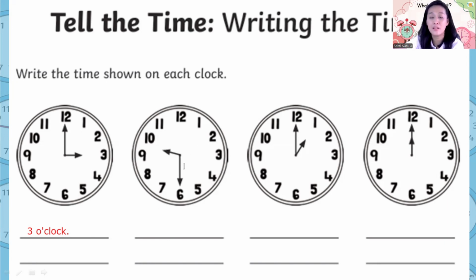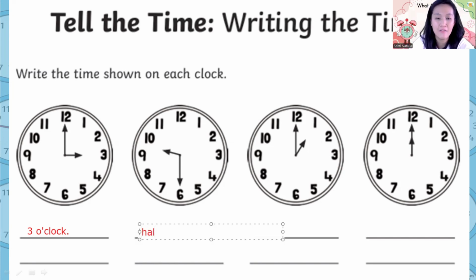Number 2. What time is it? The long hand is pointing 6. So it's half. Check the hour hand between 9 and 10. So it's 9:30. That's good. 9:30.